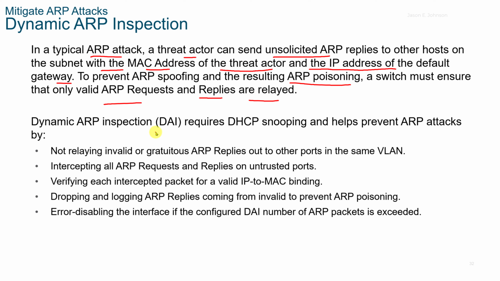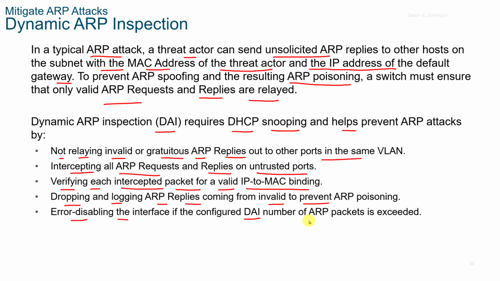Dynamic ARP inspection, or DAI, requires DHCP snooping and helps prevent ARP attacks by not relaying invalid or gratuitous ARP replies out to other ports, intercepting all ARP requests and replies on untrusted ports, verifying each intercepted packet for a valid IP to MAC binding, dropping and logging ARP replies coming from invalid bindings to prevent ARP poisoning, and finally error disabling the interface when the configured DAI number of ARP packets is exceeded.